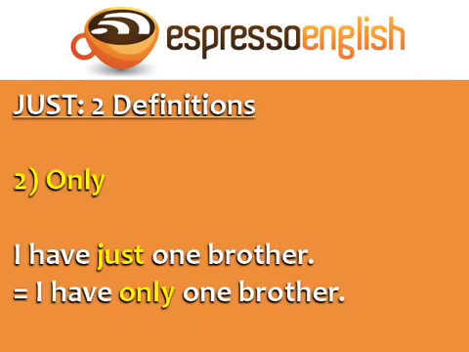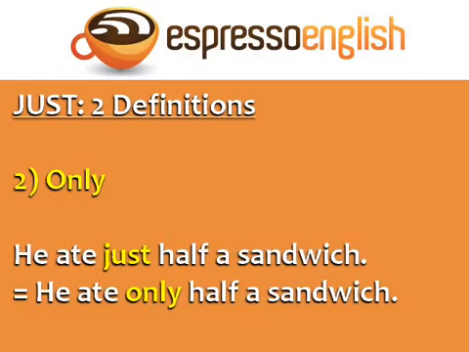The second definition of just is the same as only. For example, I have just one brother is the same as I have only one brother. Here's another example. He ate just half a sandwich equals he ate only half a sandwich.